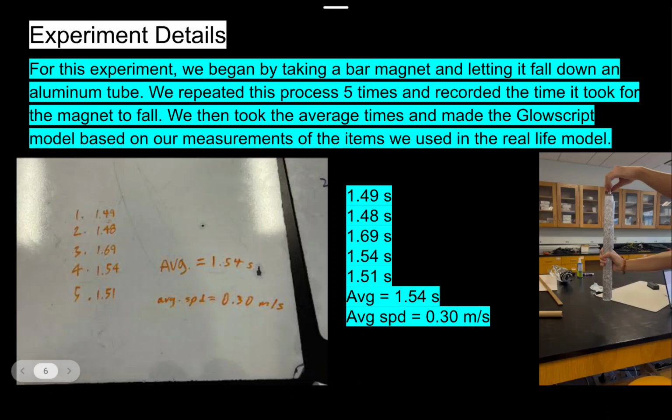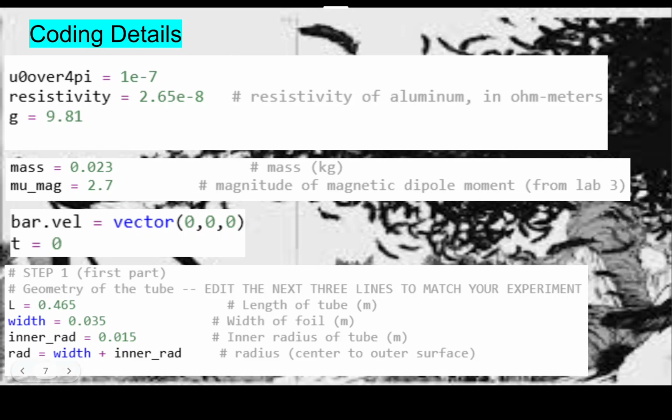And then for the experiment, we began by taking a bar magnet and letting it fall down an aluminum tube, and we repeated this process 5 times and recorded the data for each trial. And then we took the average times, and then we made our GlowScript model based on the measurements of the items we used. And here are pictures of the experiment.